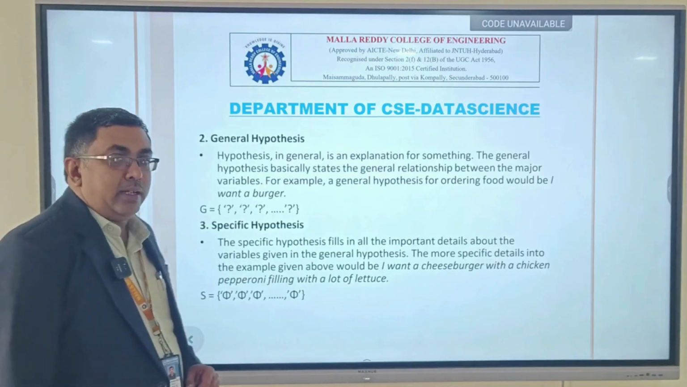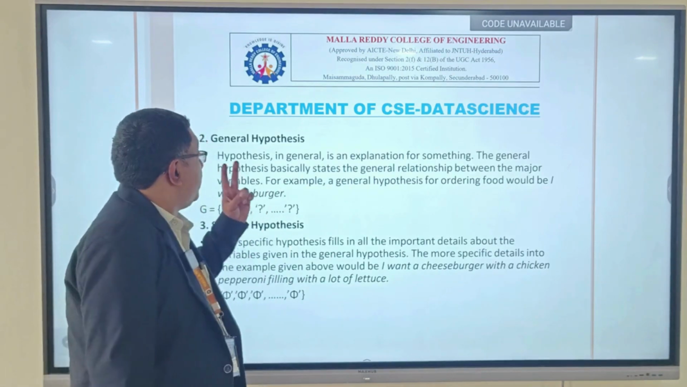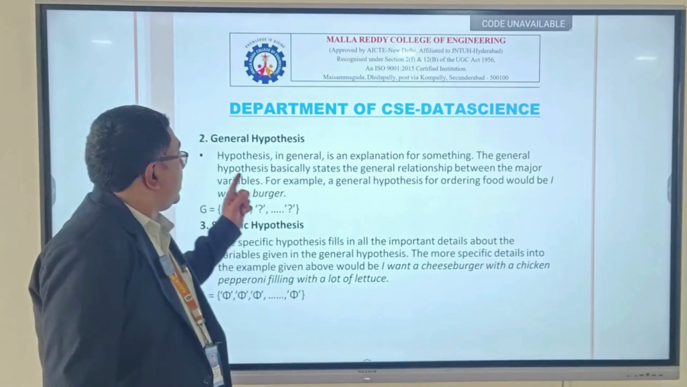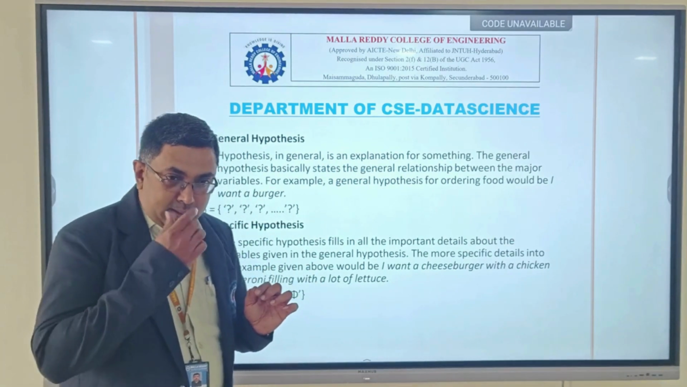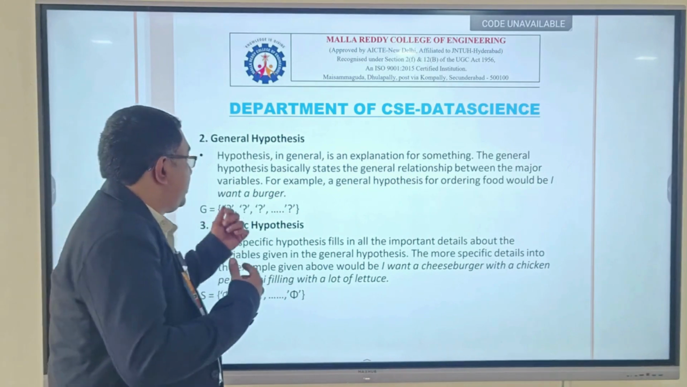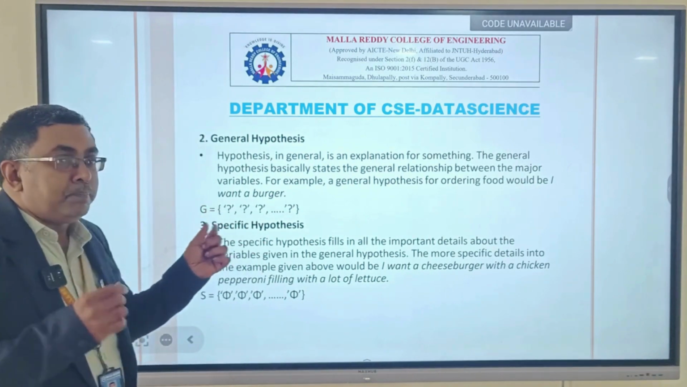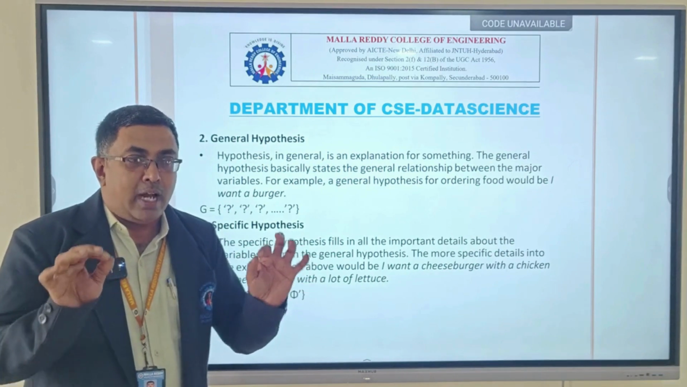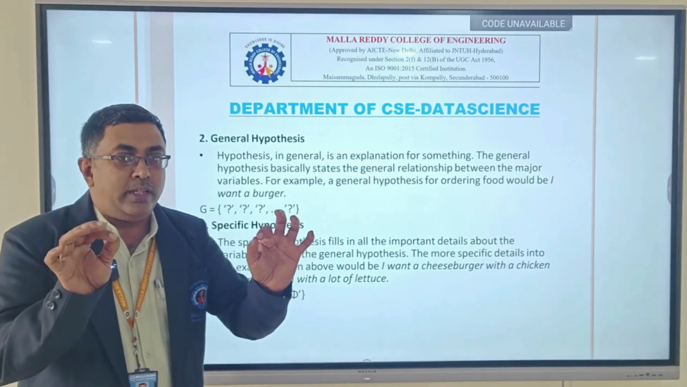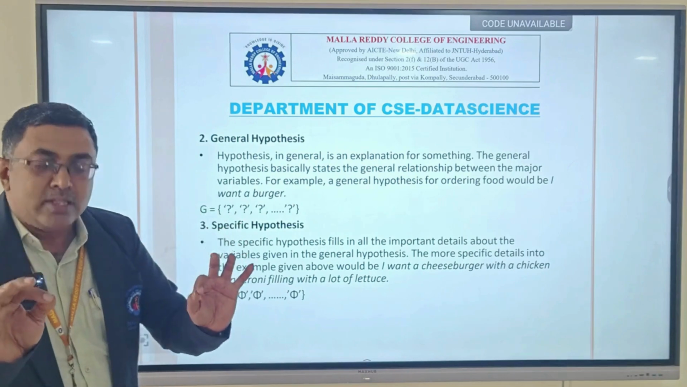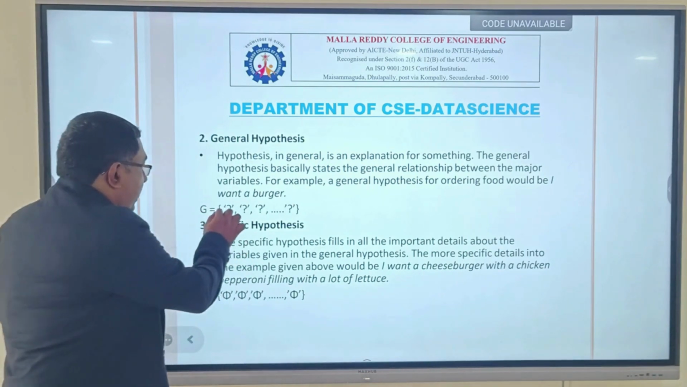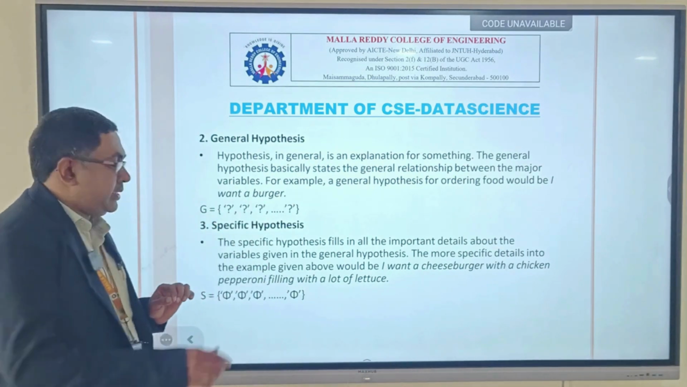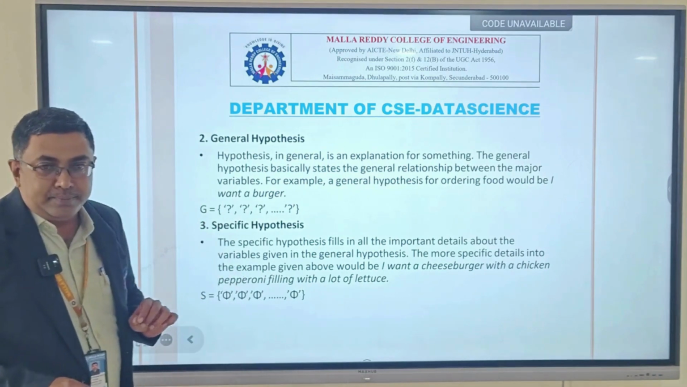Coming to the next point, you have to remember two important parameters. Point number 1 is the general hypothesis. Let us assume that I want to eat a burger. I am not specifically mentioning any type of burger, I am just generally informing you I want to eat a burger. So it is general. In machine learning it is represented with a question mark, and the notation is G.